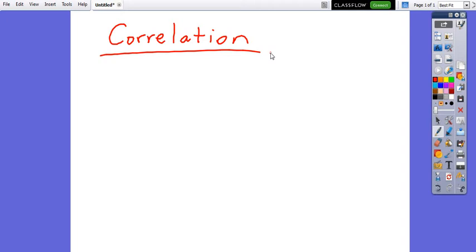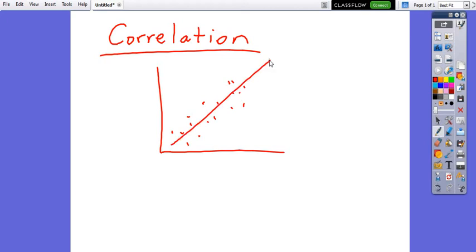So yesterday we talked about a scatter plot. We showed what a scatter plot looks like. You've got these points scattered about, but these points are following a pattern. We can draw what's called a line of best fit for this data. Notice that the line of best fit does not touch every data point.